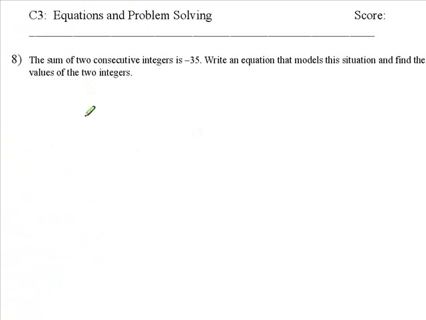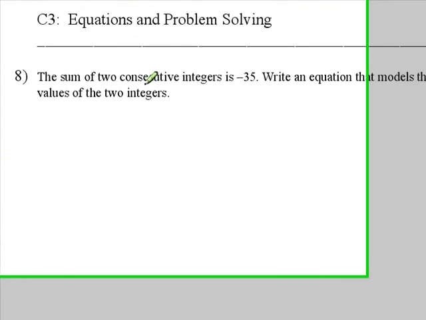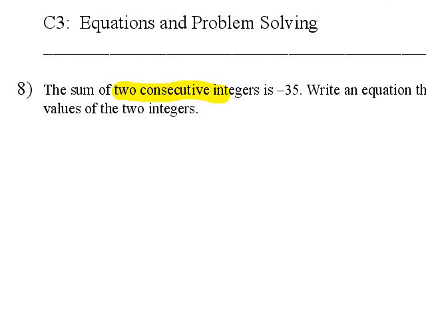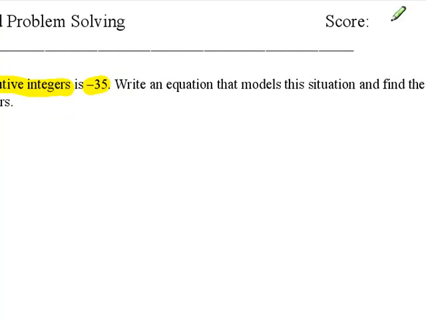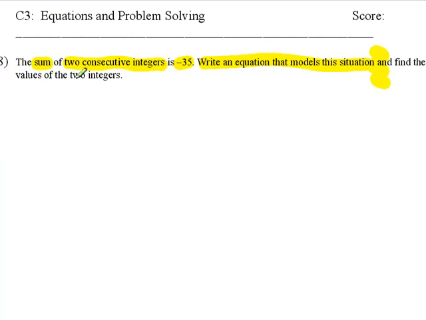Okay, number 8, we're doing equations and problem solving. We're given 2 consecutive integers, and that their sum is negative 35. We need to do a couple of things here. We need to write an equation that models the situation, and we need to find the value of the 2 integers. So we need to find the 2 numbers. So let's see what we can do.